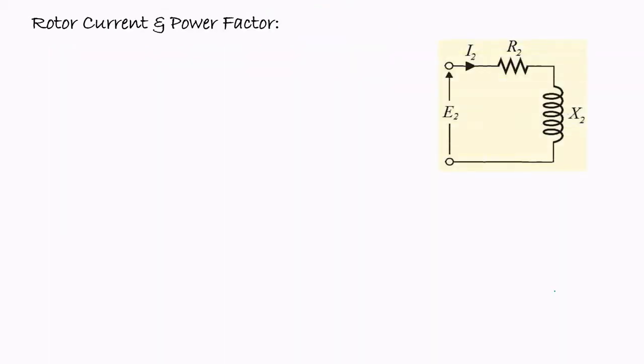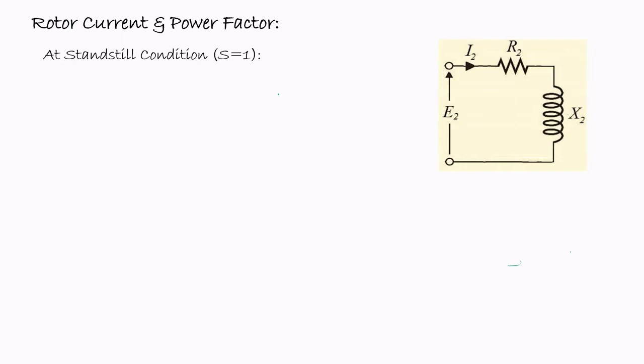Next, discuss about the rotor current and the power factor. Here, a simple circuit is shown, that is the circuit of the rotor per phase, where E2 is the induced EMF in the rotor during standstill condition and I2 is the current flowing through the rotor circuit per phase. R2 and X2 are the rotor winding resistance and reactance per phase.